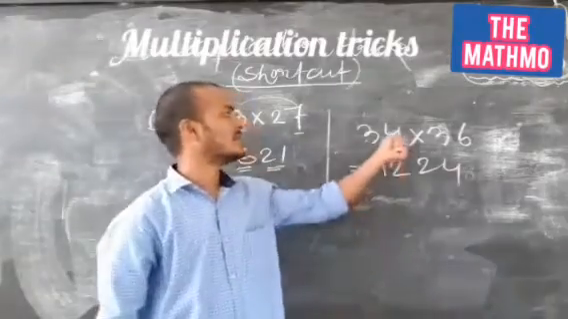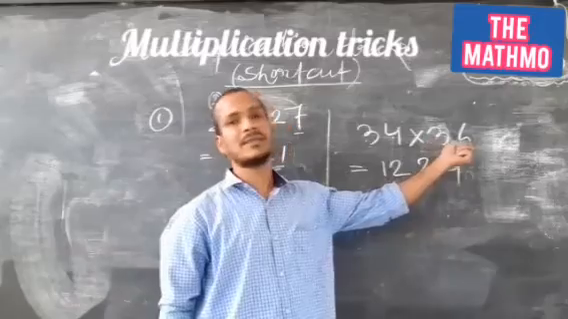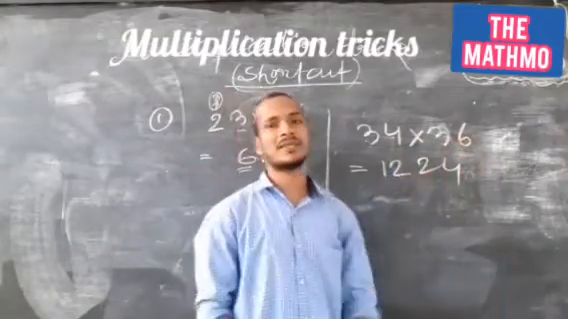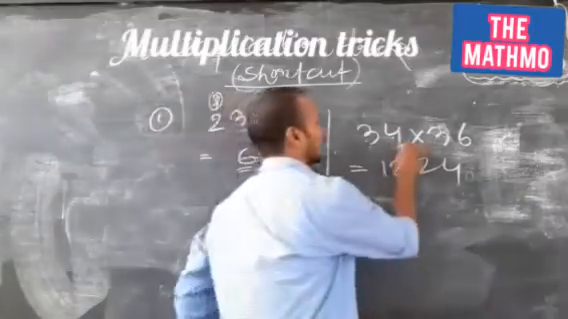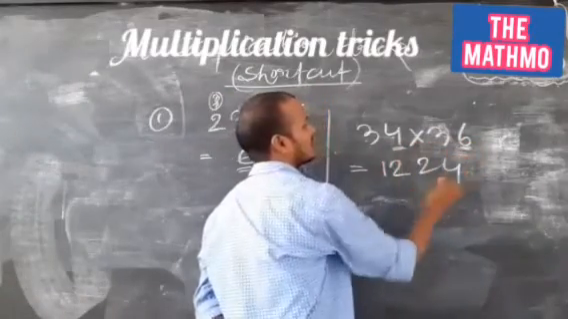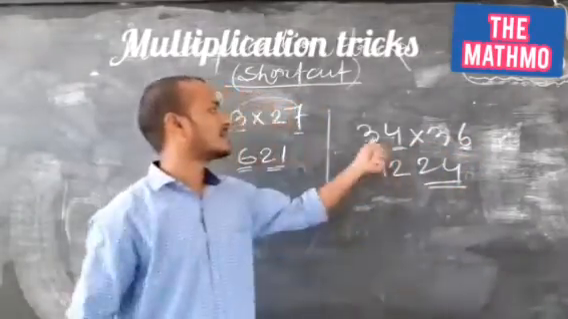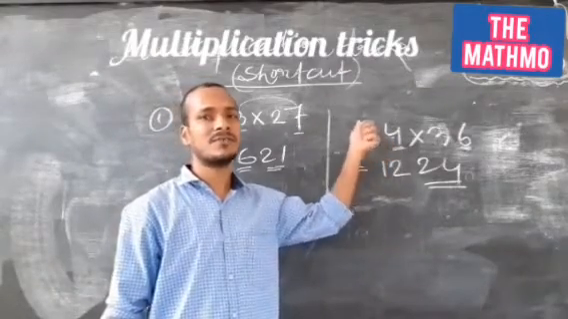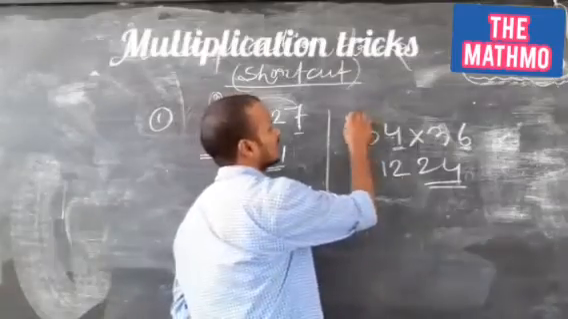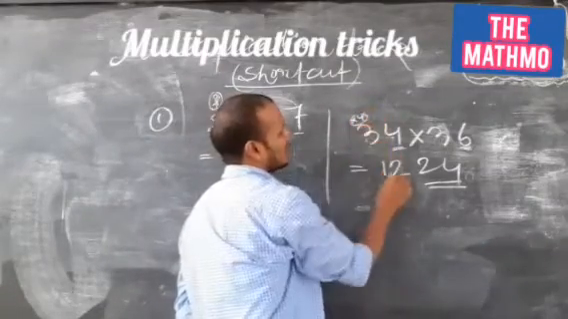Here you can see the tens place digits are equal and 4 and 6 make 10. So you can do it in this way. You multiply the last two digits, 4 times 6 is 24, and this digit is 3. What is the next digit of 3? It is 4. So multiply 3 with 4, that is 12.